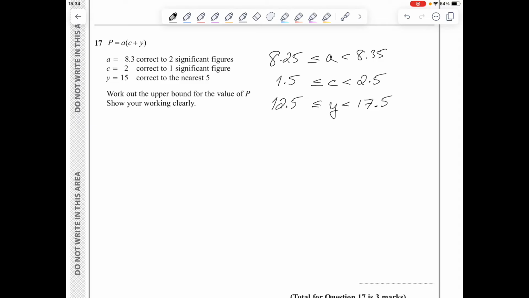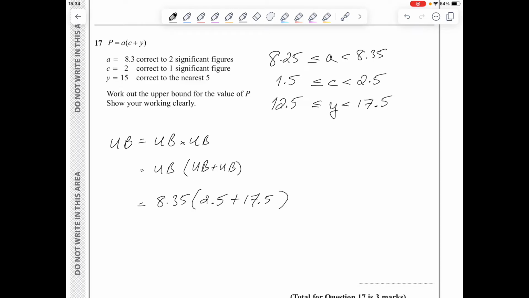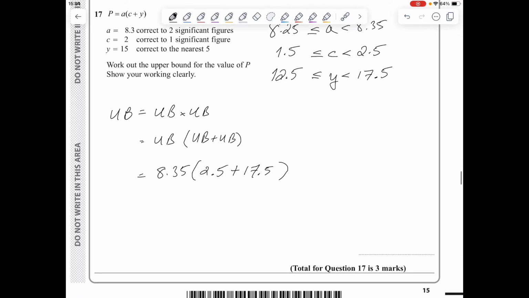Now I need the upper bound for p, and since I have a product, the upper bound of a product is the upper bound of the first term times the upper bound of the second, and the second term is a sum. The upper bound of a sum is the sum of the two upper bounds. So now I can replace those numbers. 8.35 times 2.5 plus 17.5. If you do this calculation, you get exactly 167.